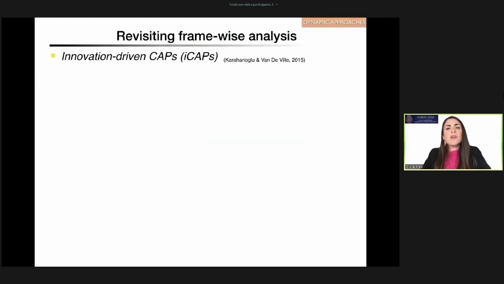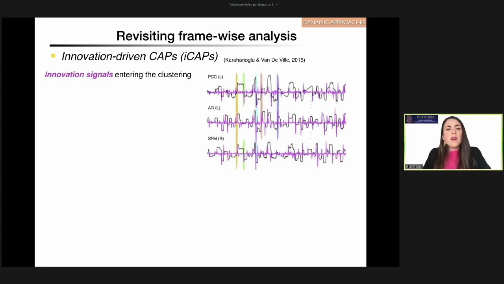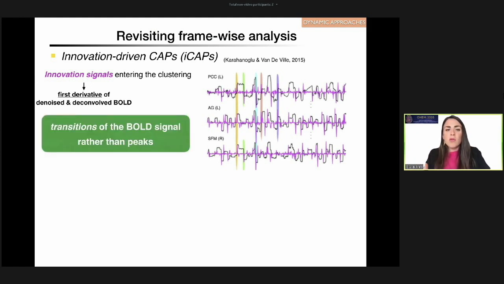These ICAPs were introduced by Calhoun and Van de Ville in 2015 within our lab. And the dynamic flavor is given by the fact that it's not functional signals that enter the clustering, but innovation signals, where innovation signals are defined as the first derivatives of denoised and deconvolved signals. So computing the first derivative means that you're looking at the change between subsequent time points. So it's the transitions in the BOLD signal rather than the peaks that we are interested in.